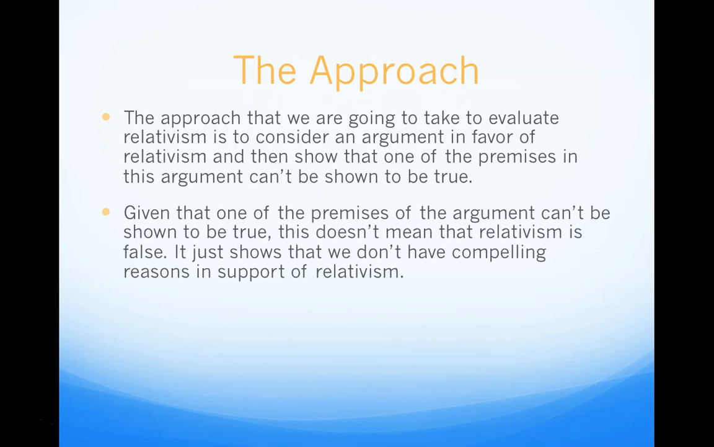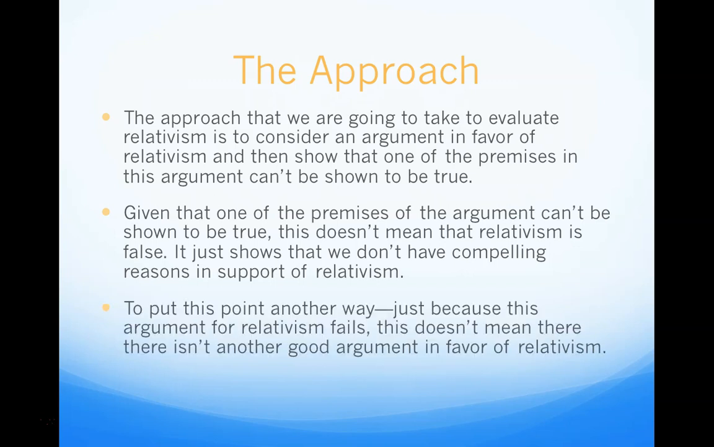Given that one of the premises of the argument can't be shown to be true, this doesn't mean that relativism is false, it just shows that we don't have a compelling reason in support of relativism. To put this point another way, just because this argument for relativism fails, this doesn't mean that there isn't another good argument in favor of relativism.